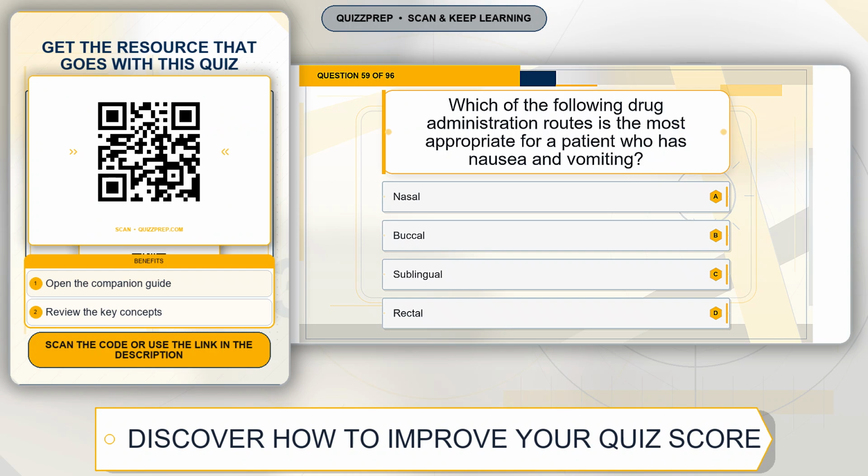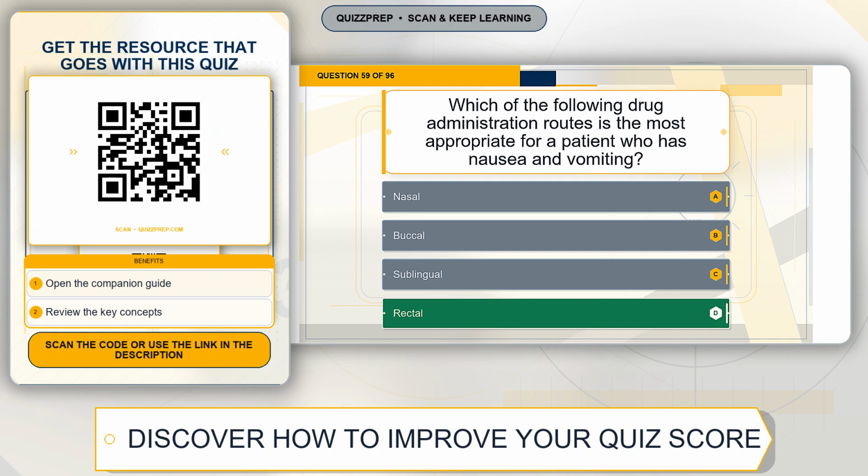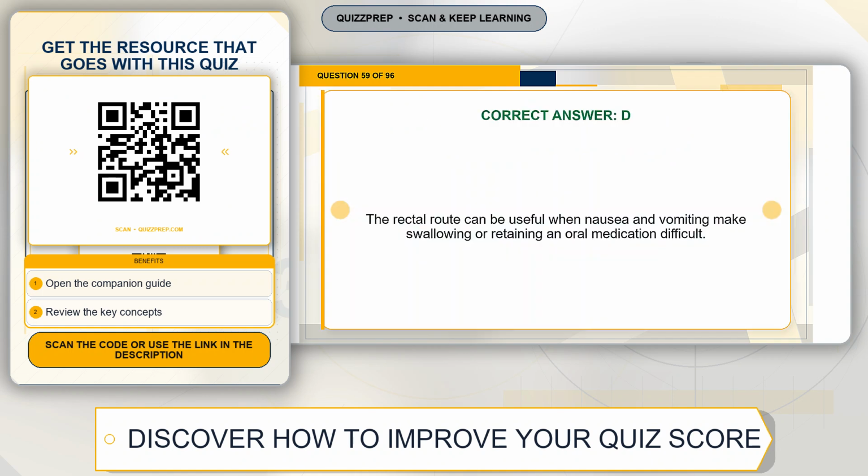Question 59. Which of the following drug administration routes is the most appropriate for a patient who has nausea and vomiting? Option A. Nasal. Option B. Buccal. Option C. Sublingual. Option D. Rectal. The correct answer is option D. Rectal. Explanation. The rectal route can be useful when nausea and vomiting make swallowing or retaining an oral medication difficult.